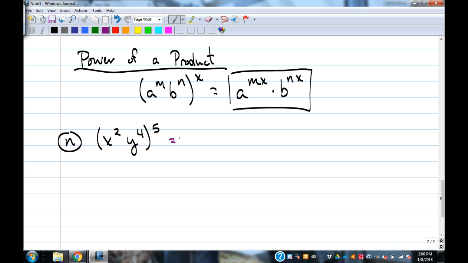Different bases here, so we can't put those together, but they're both multiplied together with an exponent on the outside. So that means I can say 5 times 2 and 4 times 5 and get x to the 10, y to the 20. And we're done. Okay.